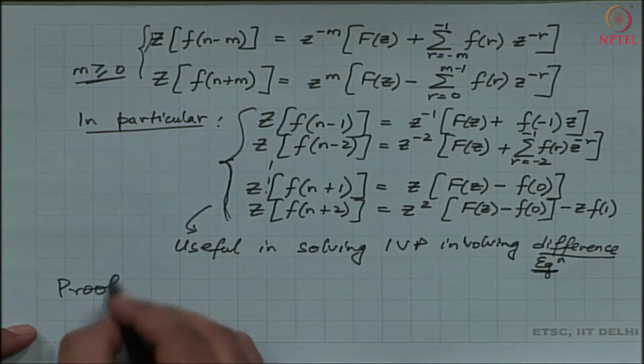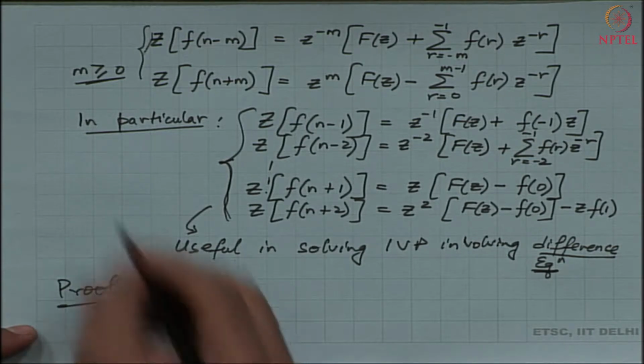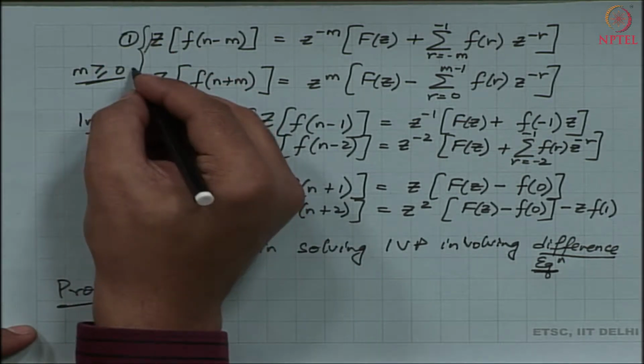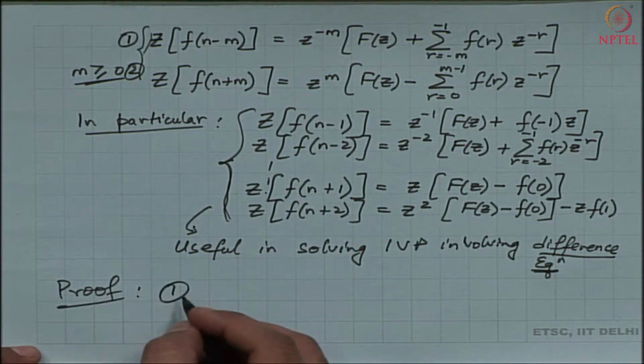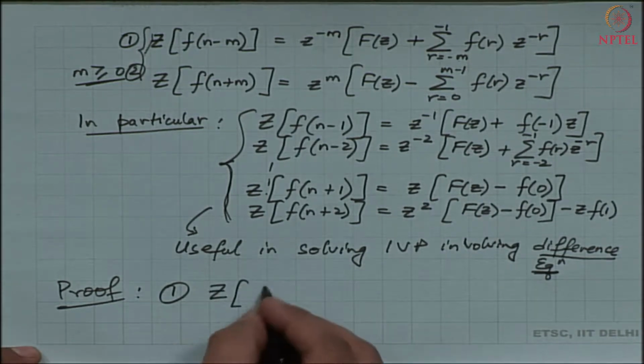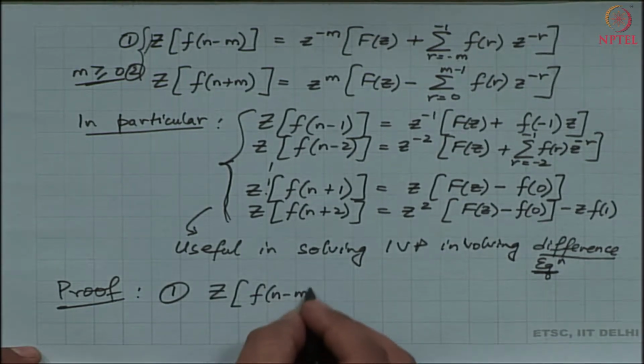So what I have is the following. Let me call this 1 and let me call this 2. Let me show you the proof of result 1. Result 1 shows the Z transform of f of n minus m.